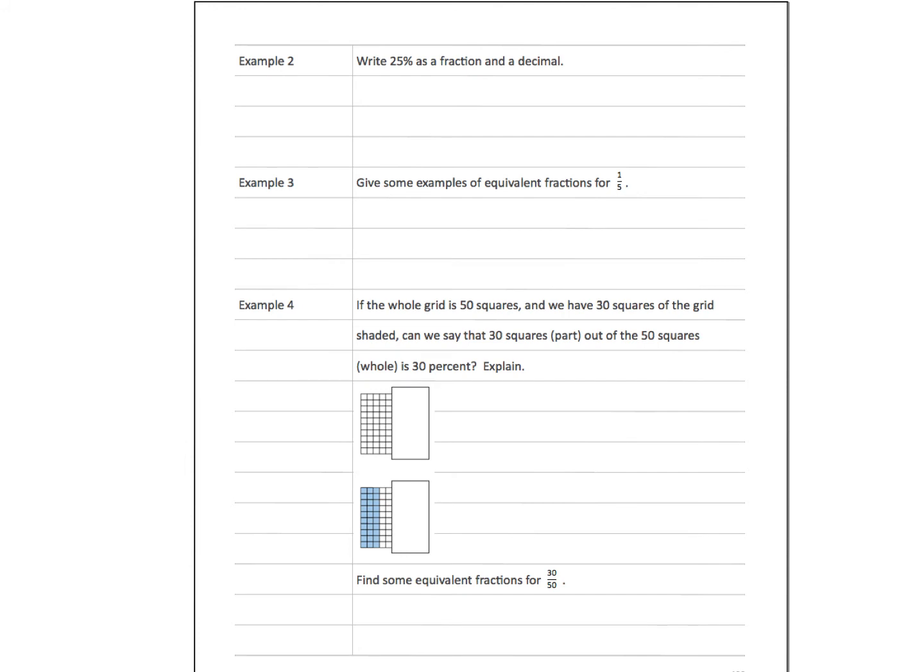So we're going to write 25% as a fraction. We already know that a percent is out of 100, so we're going to write 25 out of 100. And then, of course, we're going to simplify it. 25 goes into 25 once, and into 100 four times. So there is our fraction, 1 fourth.